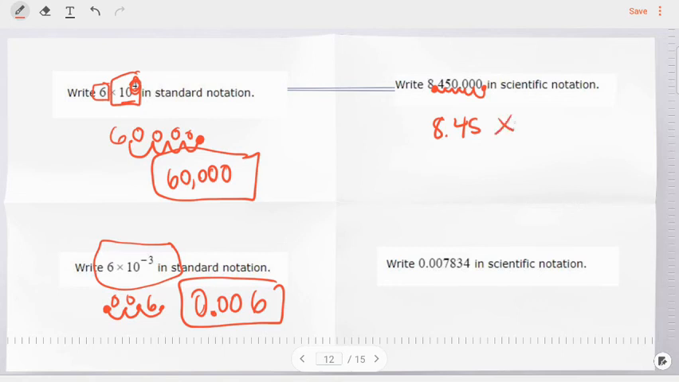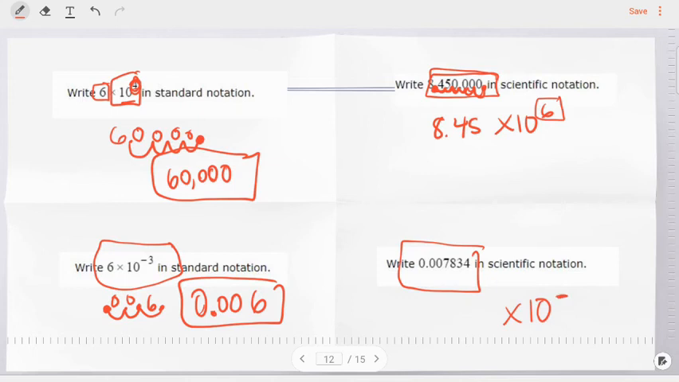So 8.45 times 10. Now count how many times we moved it. 1, 2, 3, 4, 5, 6. Okay, so 6 times. Because my number was a large number, that means my exponent's going to be positive. If I look at this one, I see that my number is really, really small. That means when I write my times 10 to the something power, it needs to be negative because I want a smaller number.